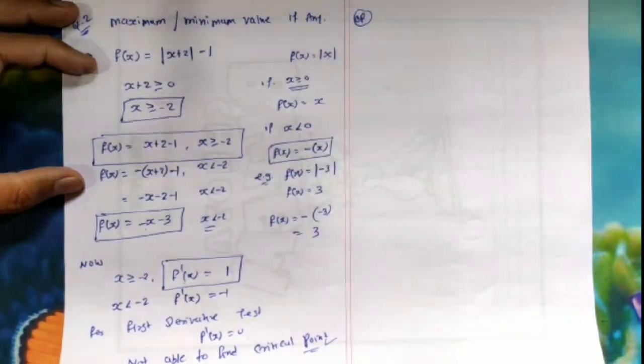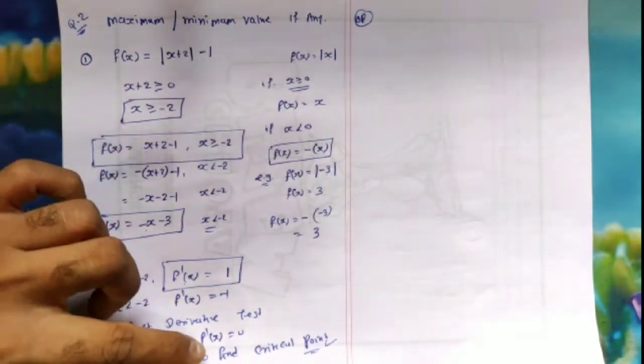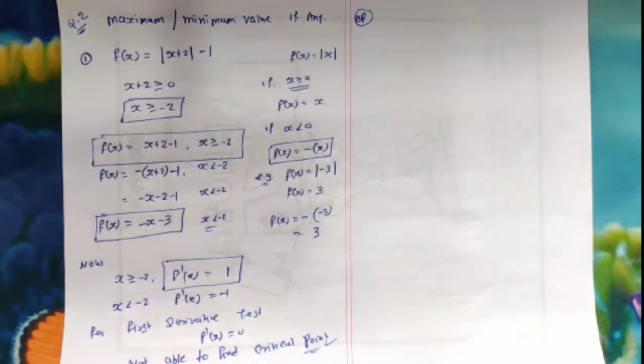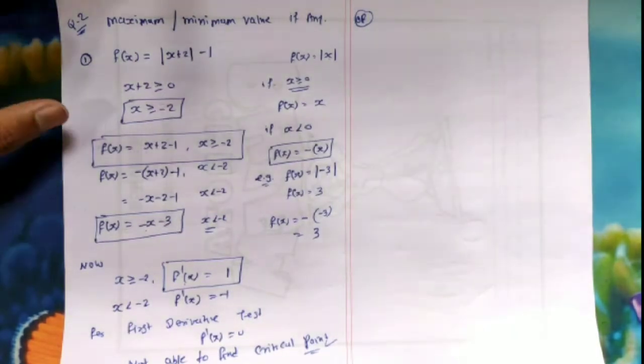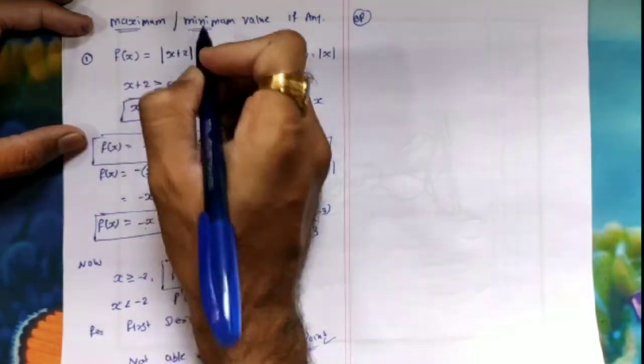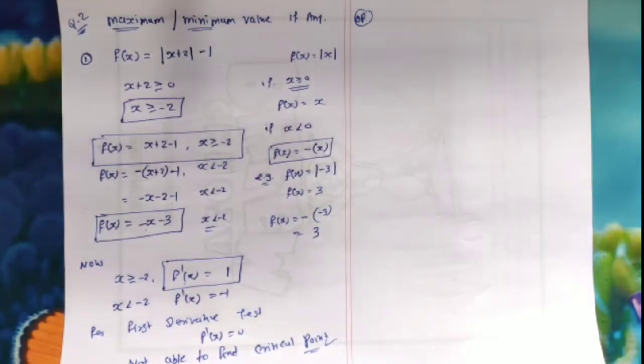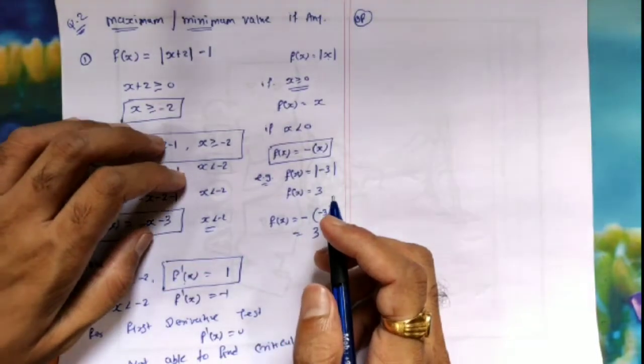For this type of sums, where we are not able to find the critical points, we have to apply another method. Now read the question properly. The question is: find maximum value or minimum value, if any. You have to find the maximum or minimum value of the function, whichever is available. So what is our function?